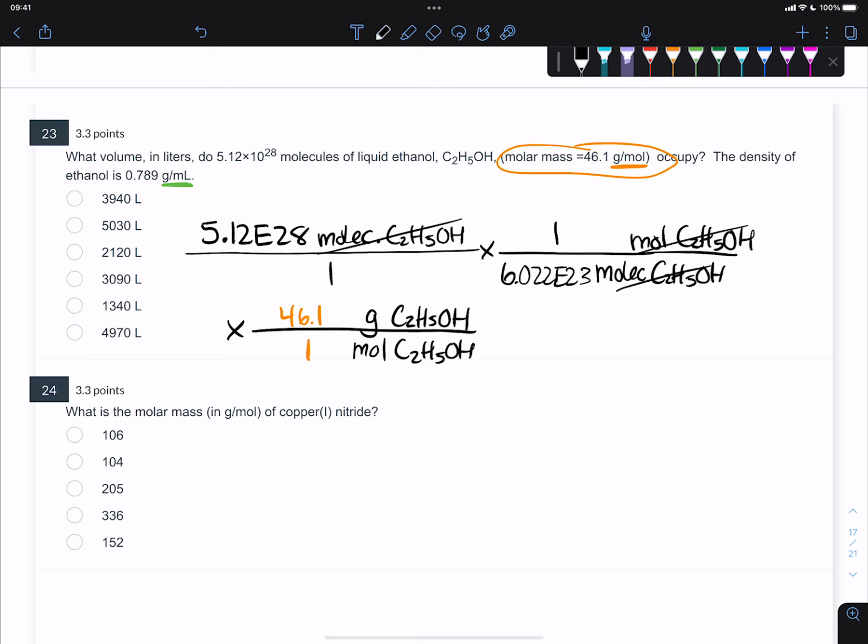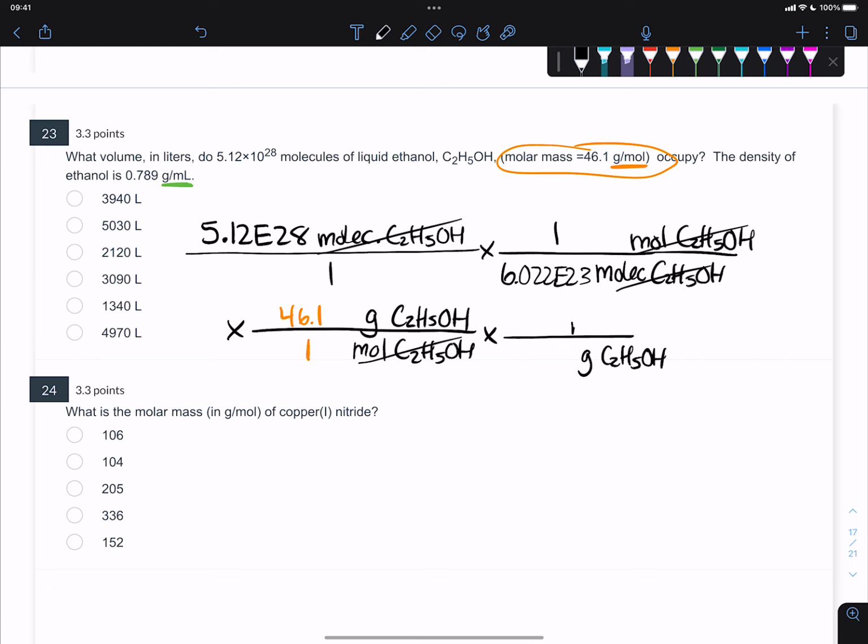Cancel out your units here and here, and currently you have grams. This actually is a very valid molar conversion problem right now, because it would be asking, if we were to stop the problem here, how many grams of ethanol is this many molecules of it? And you're like, oh, okay, molecules to moles, moles to grams, that's a molar conversion. But you got to keep it moving though, because we don't want grams of ethanol.